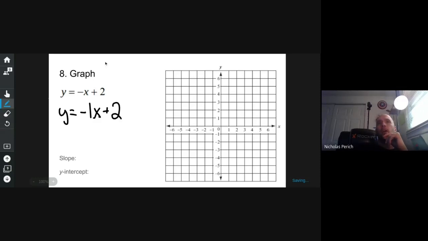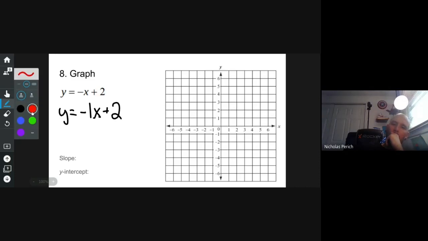If you don't have a number in front of x, it's going to be 1. Obi-Wan. Obi-Wan Kenobi, Star Wars.